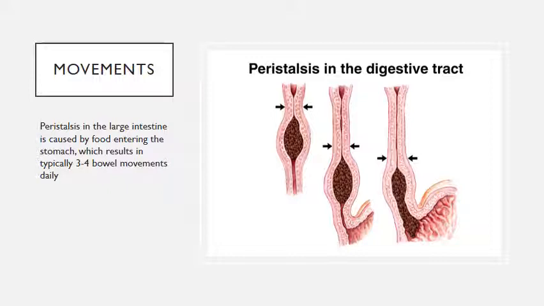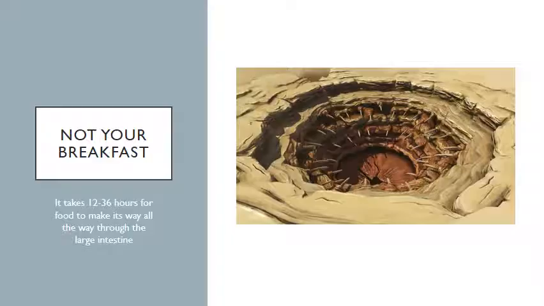This will result in, your book says, typically 3 to 4 bowel movements a day. And some of you guys are thinking, I don't think so. It depends on what you've eaten and how long ago you ate it. Now, typically, it'll take 12 to 36 hours for food to make its way through your entire digestive system from start to finish, because it goes through all those twists and turns.